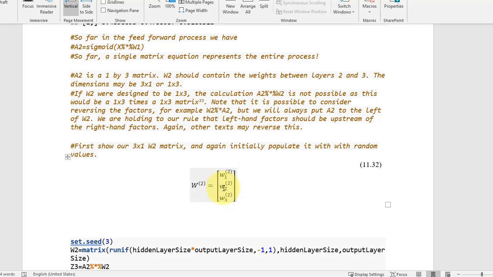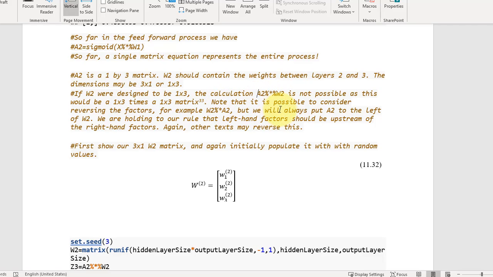The dimensions may be 3 by 1 or 1 by 3, because we need 3 of them. So why do we say that it has to be 3 by 1 instead of 1 by 3? If W2 were designed to be 1 by 3, this calculation A2 times W2, where A2 is 1 by 3, and if this was 1 by 3, we couldn't do that. Couldn't do this matrix multiplication.